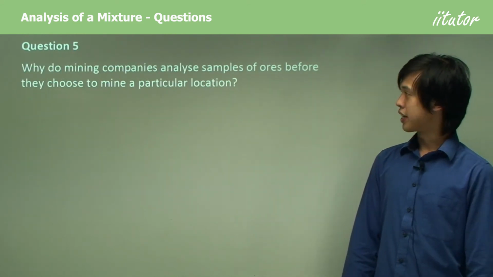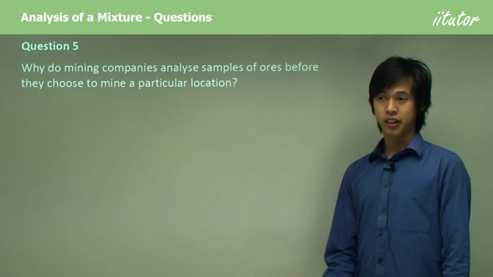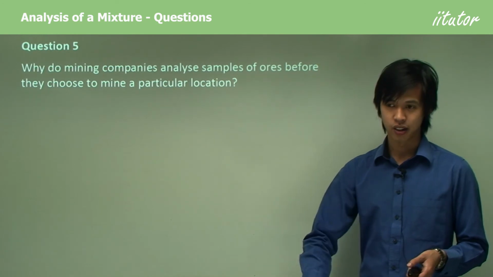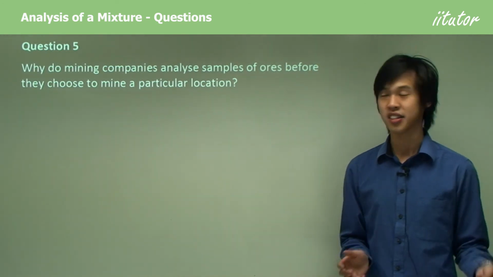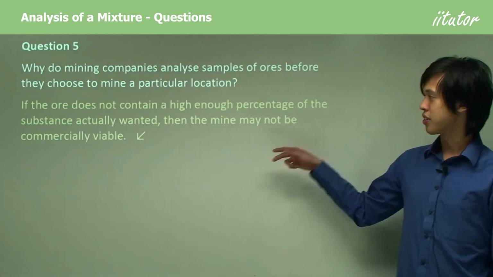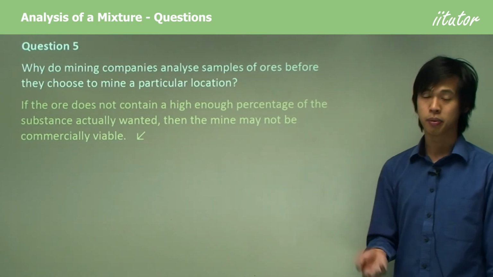So why do mining companies analyze samples of ores before they choose to mine a particular location? We basically take what's called a core. We dig into the ground and we take out a sample and we analyze it to see what's inside this particular mineral ore. Why would we want to do that? If the ore does not contain a high enough percentage of the substance actually wanted, then the mine may not be commercially viable.